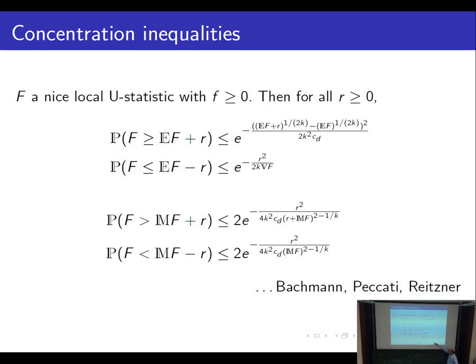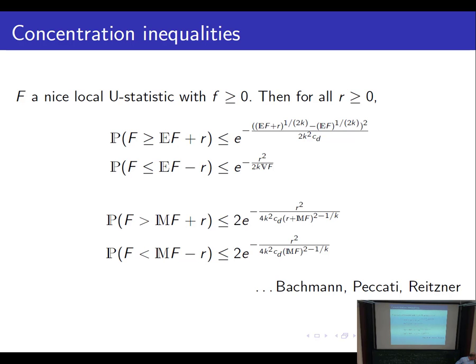And the same works if you're interested in the median. If you're interested in the deviation from the median, you have more or less something like e to the power minus r squared for the upper and for the lower bound. The method of proof is very different. For the concentration about the expectation, they prove a log-Sobolev inequality for functionals on Poisson spaces and then use the Herbst argument. And for the deviation from the median, there's a version of Talagrand's convex distance inequality, which can then be turned into a concentration inequality.